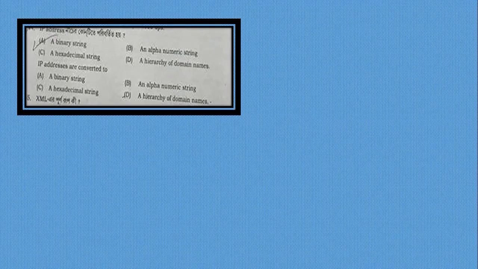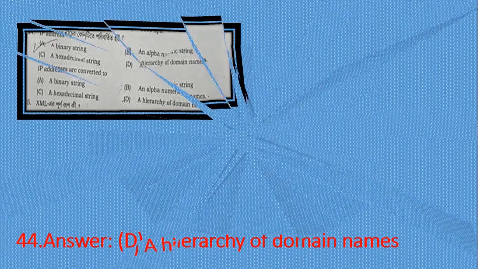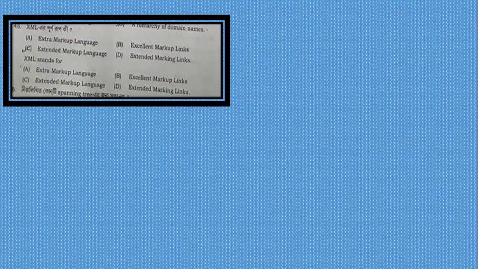Next question, IP addresses are converted to a hierarchy of domain names. Option D is the answer. Next question, XML stands for extended markup language. So option C is the answer.